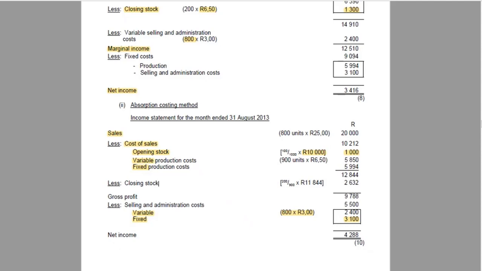Just trying to see something here. Just a sec, guys. Just want to understand something here.